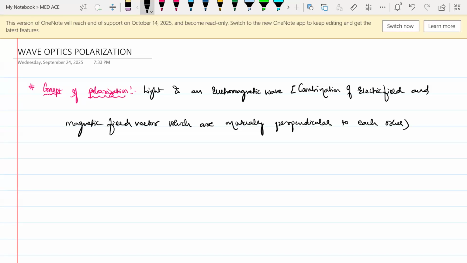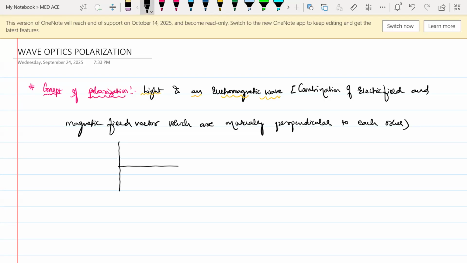Okay? So what is a light? Light is an electromagnetic wave. It is a combination of both electric field vector and your magnetic field vector, which are mutually perpendicular to each other. Something like this.